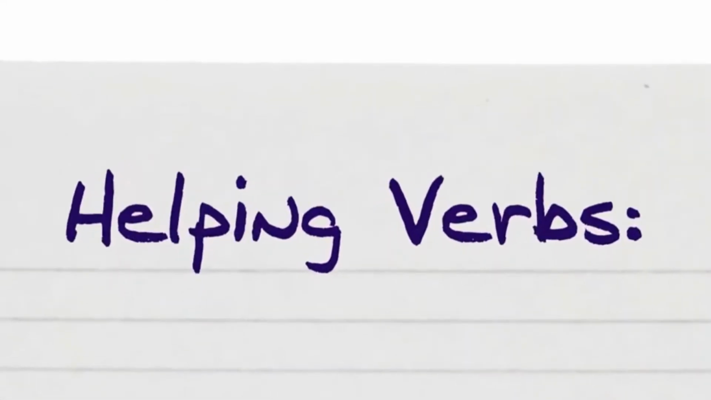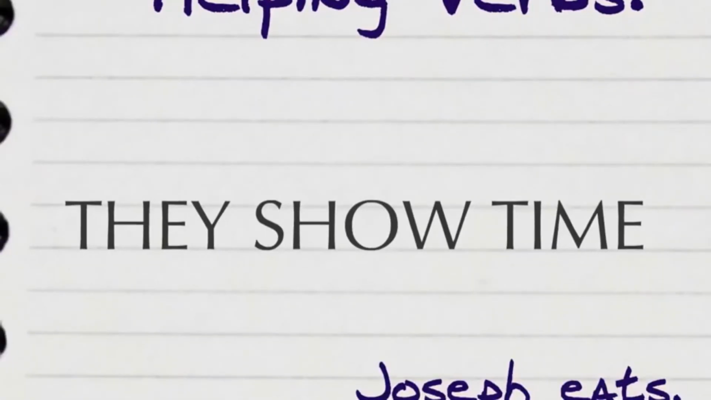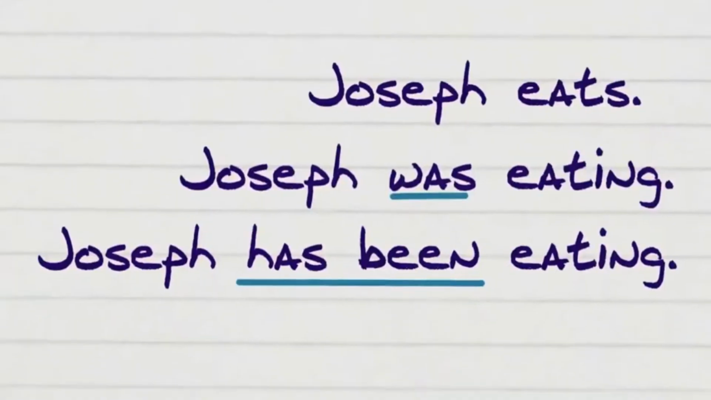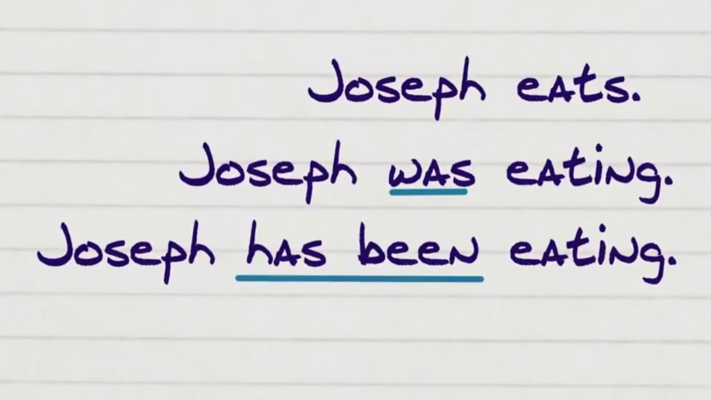I have described all the main verbs in a sentence, but there is also another type of verb called helping verbs. Helping verbs show time. For example, the verb here is to eat. Joseph eats shows how Joseph eats at the present time. Joseph was eating puts the action into the past. Joseph has been eating shows that Joseph has been eating and may still be eating.